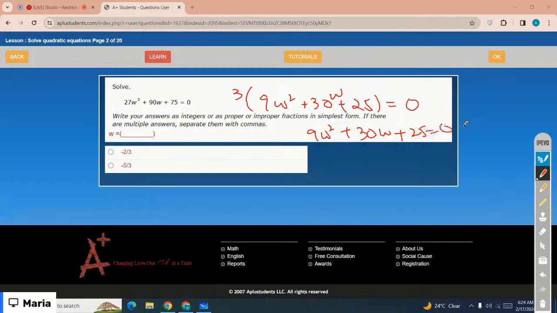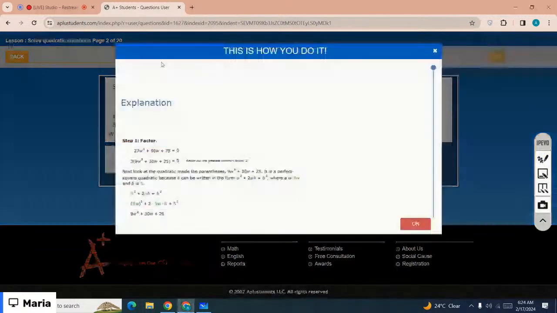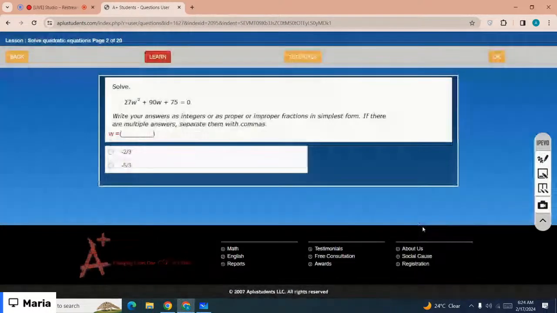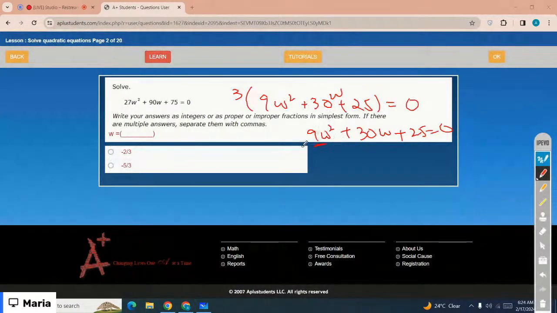So 25 times 9 is, no, hold on. And they are using, oh, that is completing the square, I forgot. Okay, this is the 3w square, and this is the 5 square, and this is plus 2 times 3w and 5, right? So that means that is 3w plus 5 whole square equals 0, right?